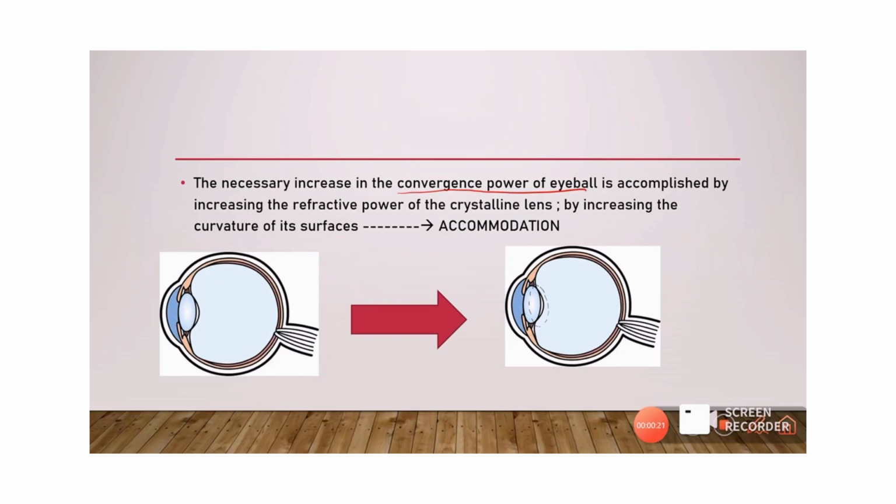And this is accomplished by increasing the refractive power of the crystalline lens. And how do we increase the refractive power of the crystalline lens? By increasing the curvature of its anterior surface. In this process, we increase the curvature of the anterior surface of the lens so that it becomes more fat and develops more refractive power, so that the convergence power of the eyeball increases and the rays will now focus onto the retina. This entire process is called accommodation, because the eyeball, and to tell you the lens in particular, is trying to accommodate for our need to look at a near object.